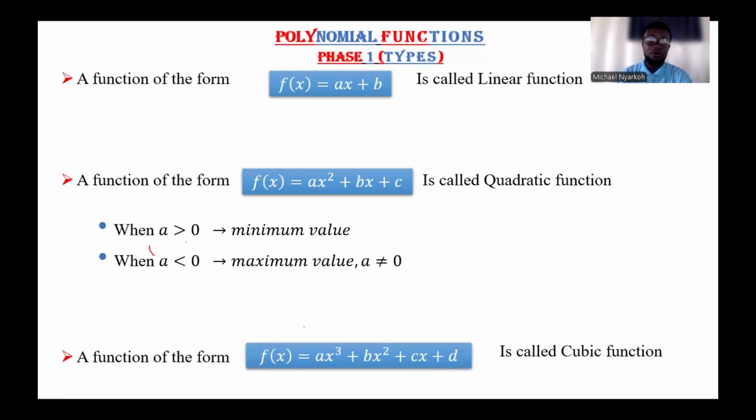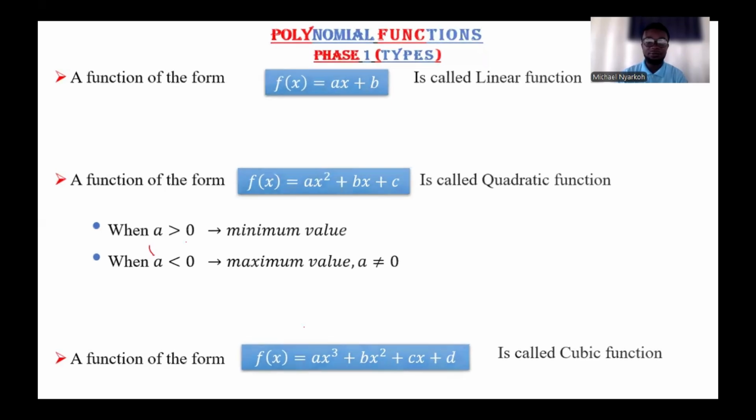Also, a function of the form f(x) = ax³ + bx² + cx + d is called a cubic function. Yeah, let's go ahead.